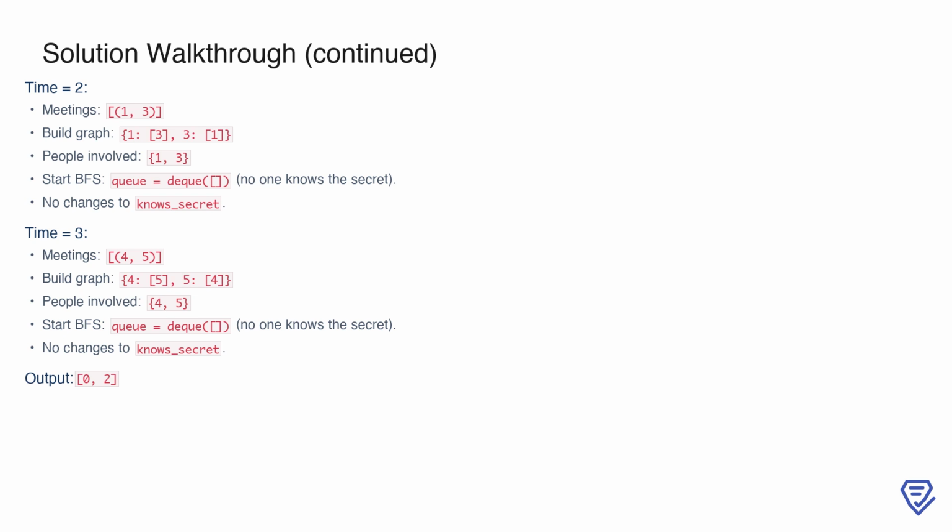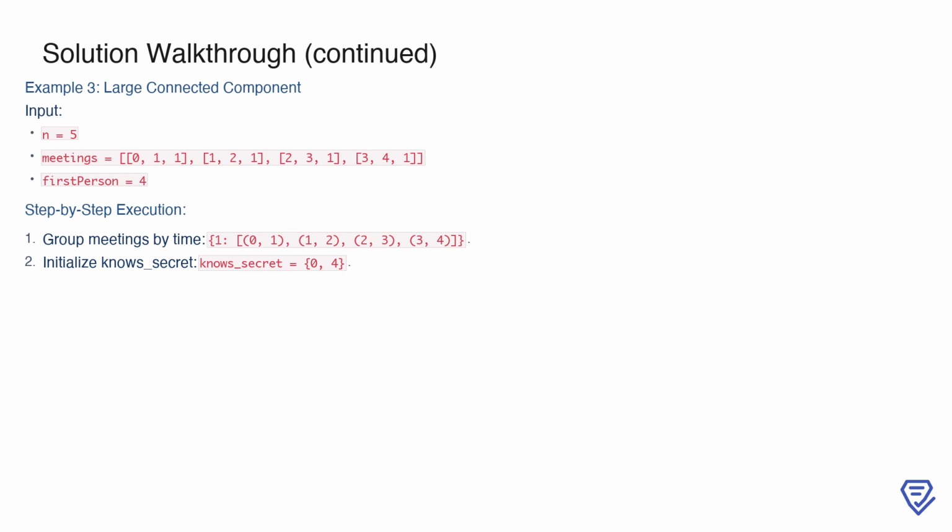However, no one in this group currently knows the secret, so the BFS does not start, and there are no updates to the knows_secret set. Similarly, at time 3, the meeting between persons 4 and 5 is processed. A graph is created connecting these two people, but again, neither of them knows the secret, so the knows_secret set remains unchanged. By the end of all the meetings, the output is 0, 2, indicating that only persons 0 and 2 know the secret. Now let's look at an example where the meetings form a large connected component.